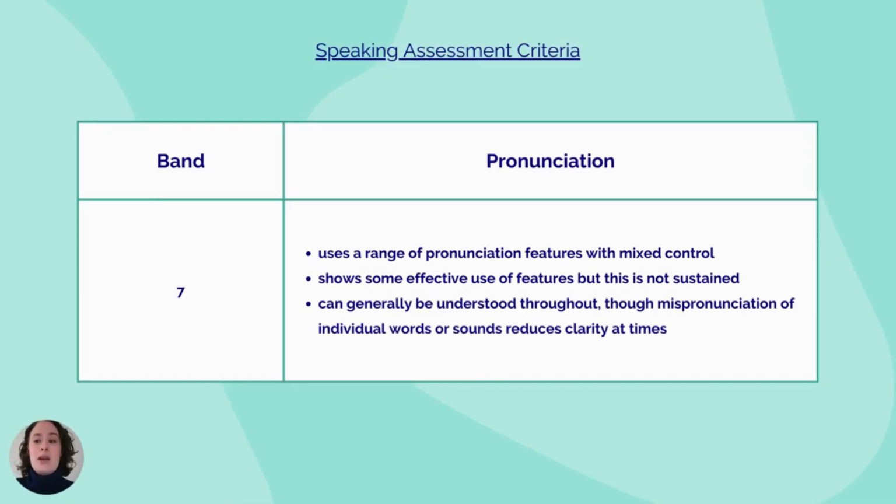Here you can see the marking criteria for pronunciation. As you can see, the candidate can mispronounce different words or sounds at times, but they should be able to be generally understood throughout the exam and show a range of pronunciation with mixed control.